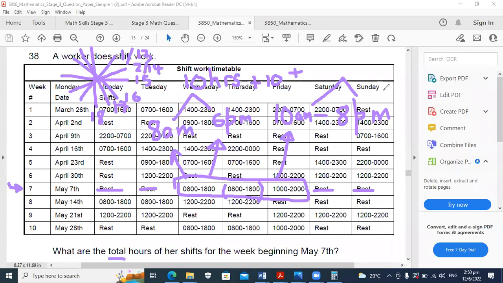Let me give you a clue. From 10 o'clock in the morning to 12 noon is how many hours? 2. And from 12 noon to 8 is 8. So 8 plus 2 is what? 10. 10 hours again.